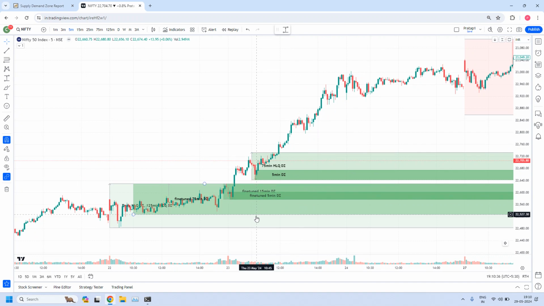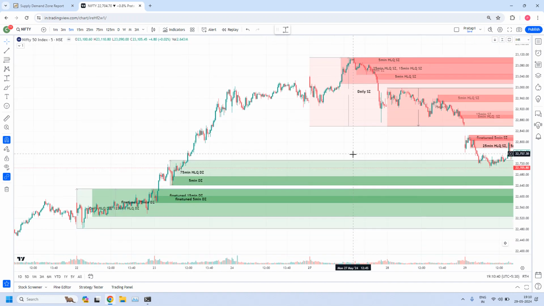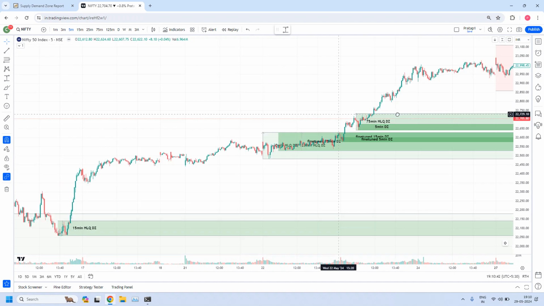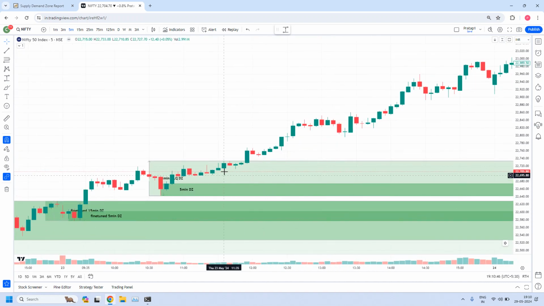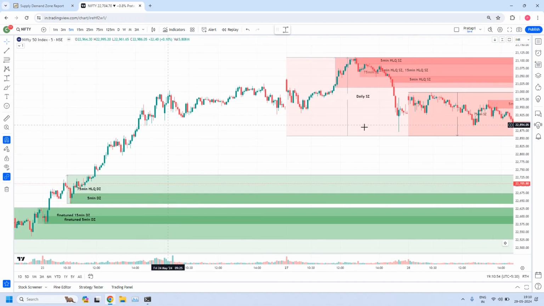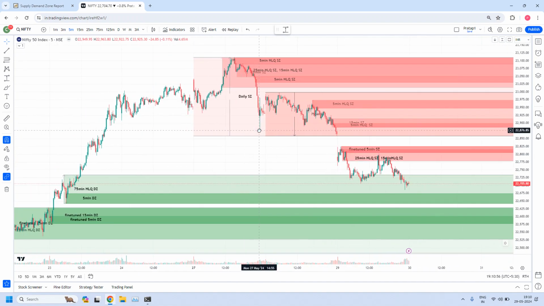So today we have taken a high liquidity trade from 75 minutes high liquidity demand zone. Here we have a fine-tuned 5 minutes zone inside here. We have a rally, 3 base candles and rally. This is a fine-tuned zone. From this zone we got a trade today, and it gave 90 points move. From here, it moved up to here. After that the zone was pierced.